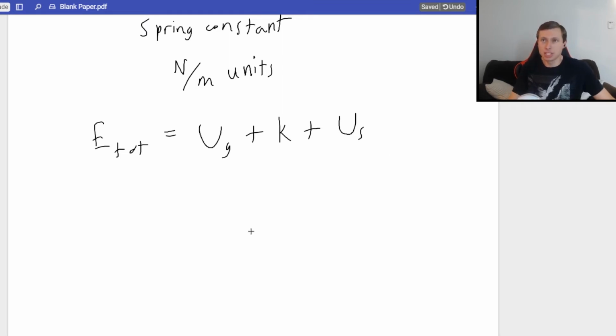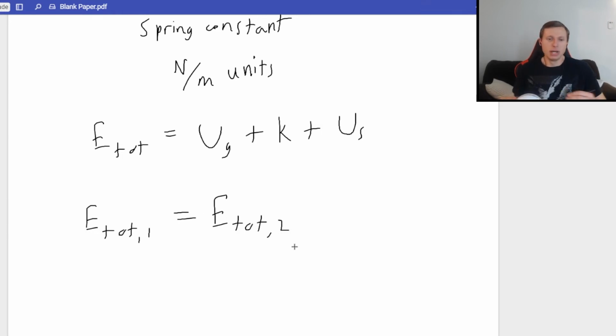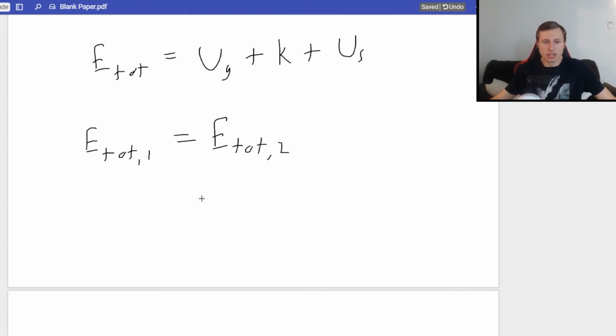And then the second to last thing I want to say about energy is we do have a very nice equation for it. It's E total at point 1 is equal to E total at point 2. There are many different equations that you may have seen in this class. For instance, sometimes professors teach it as delta U plus delta K equals 0.